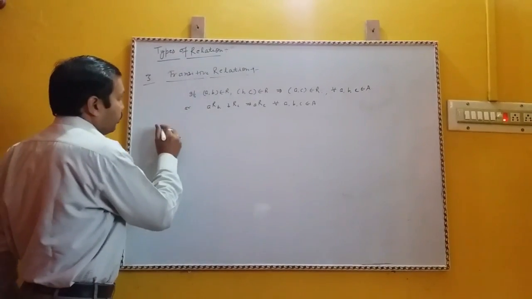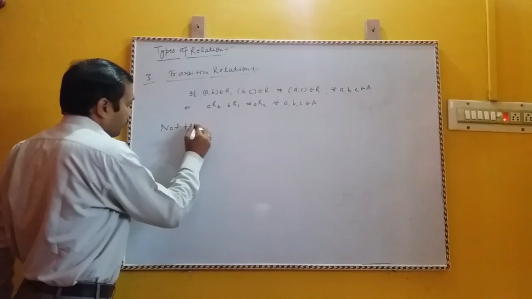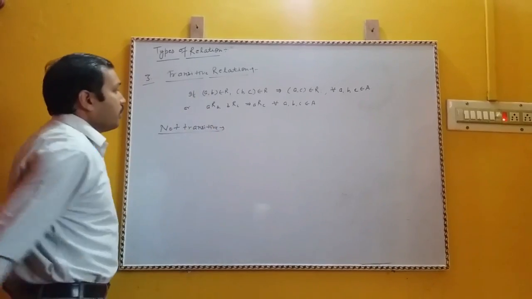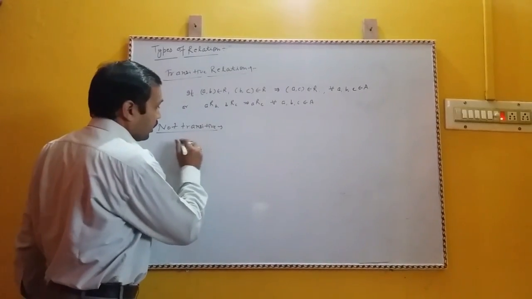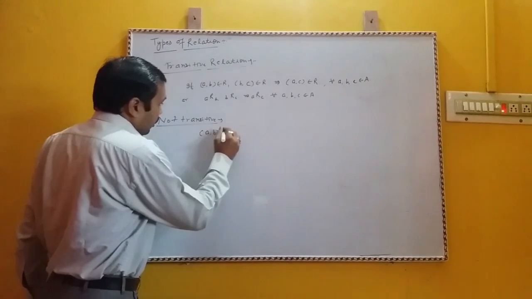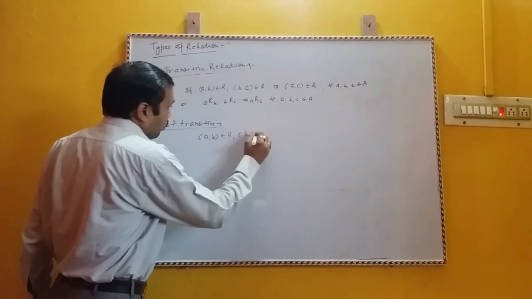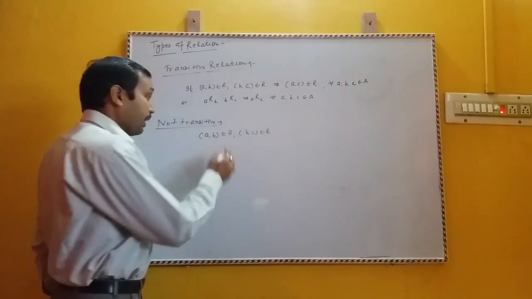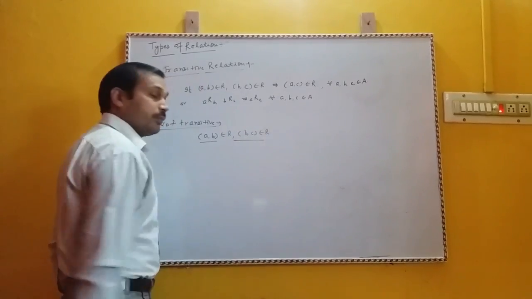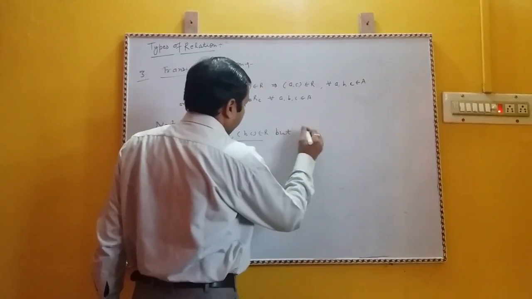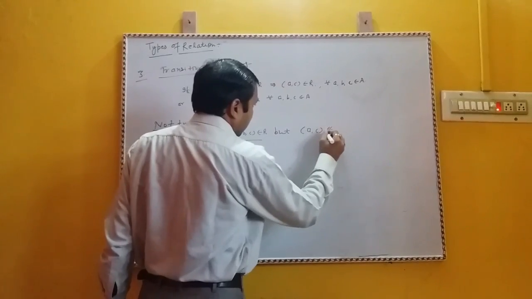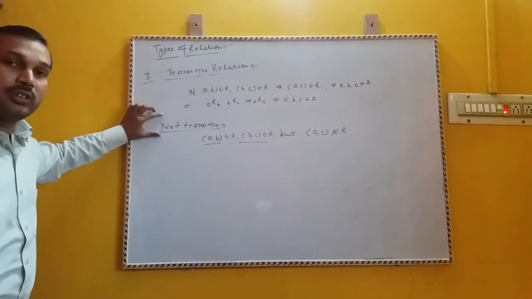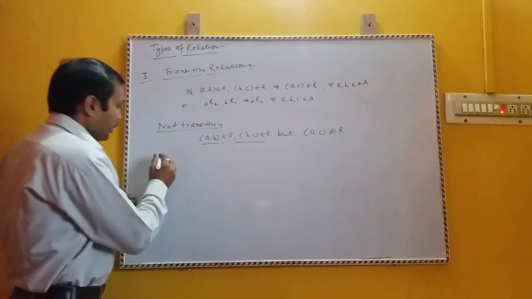Now, not transitive. Not transitive means we must have (A, B) belongs to R and (B, C) belongs to R. It means there must exist two ordered pairs like that, and we must have (A, C) not belonging to R. Then the relation is said to be not transitive. Now we come to the example.